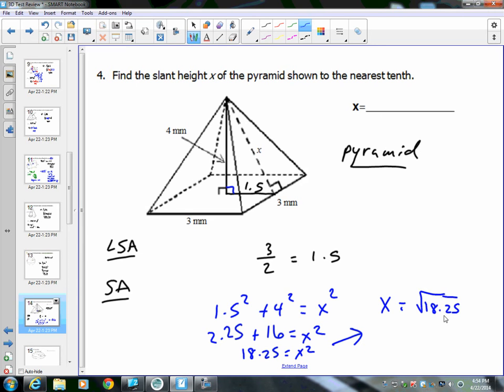Now I don't know about you, but I don't know this one off the top of my head, so I'm going to have to put this one in the calculator. So the square root of 18.25, and we end up getting 4.27. It says up at the top, round to the nearest tenth. So that's the tenths place, 1 decimal. We look at the next number, 7, which tells us to round up, meaning 4.3. And that would be our slant height.